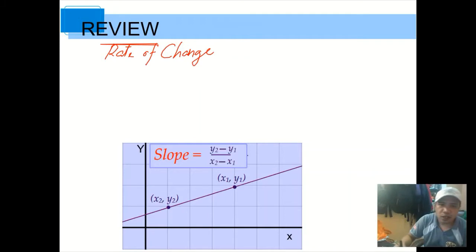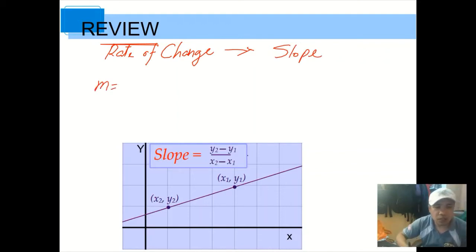Now, with algebra, the rate of change also corresponds with the slope of a line. If you can remember, the slope of a line, which uses the symbol m, is rise over run. In this setup, our rise is 1 and our run is 3. So, 1 over 3 is the slope of this line.